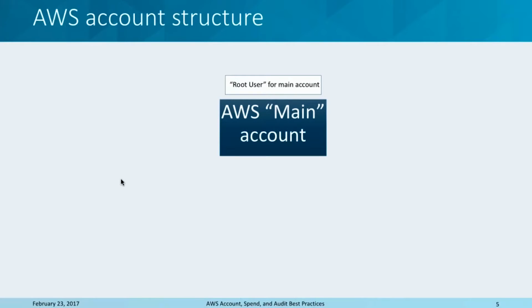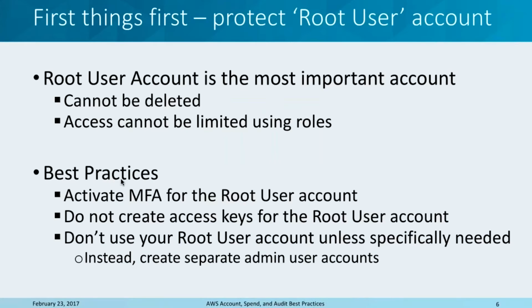Yeah. So now let's think about a few things that you want to do here. You have your main account and you have a root user for the main account. Root user account is the most important account. You cannot delete it, and you can also not restrict it using roles. So given those two constraints, you obviously want to take some precautions and best practices, like enable MFA, multi-factor authentication, right? We strongly recommend that. Do not create access keys for the root user account, because if you lose the access key or it gets stolen, then you pretty much compromise your whole AWS real estate.